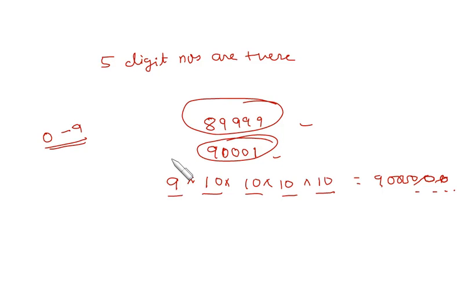Now the next question is, how many 5-digit numbers are there when each digit is different? Here we have calculated the number of all the 5-digit numbers. Now the next question is, each digit should be different, right? That means this number and this number, both the numbers are not at all allowed, right? So how many 5-digit numbers are there with each digit different? Let's do that.